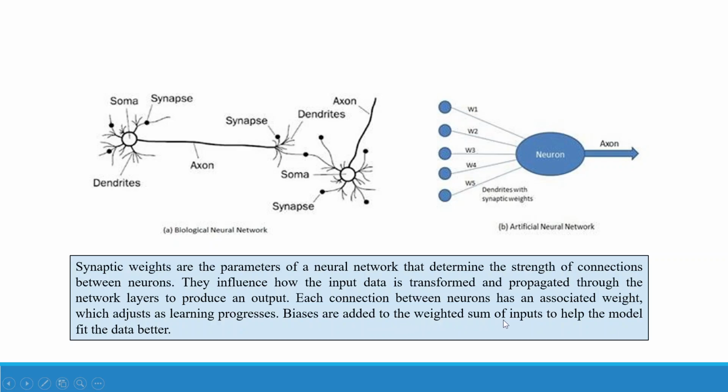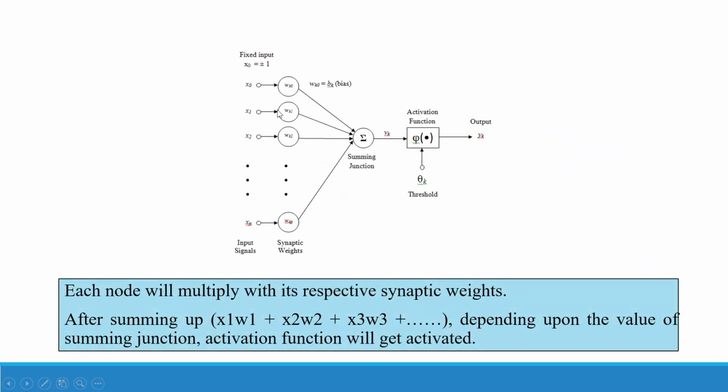Biases are added to the weighted sum of inputs to help the model fit the data better. So biases are like intercept. This we have seen earlier. Let's understand this concept, that how the summation is being done. The node X0 and its weight W0. So this is bias, the intercept. X1 WK1, X2 WK2 and XP WKP. So these are input signals. These are synaptic weights and this is summing junction.